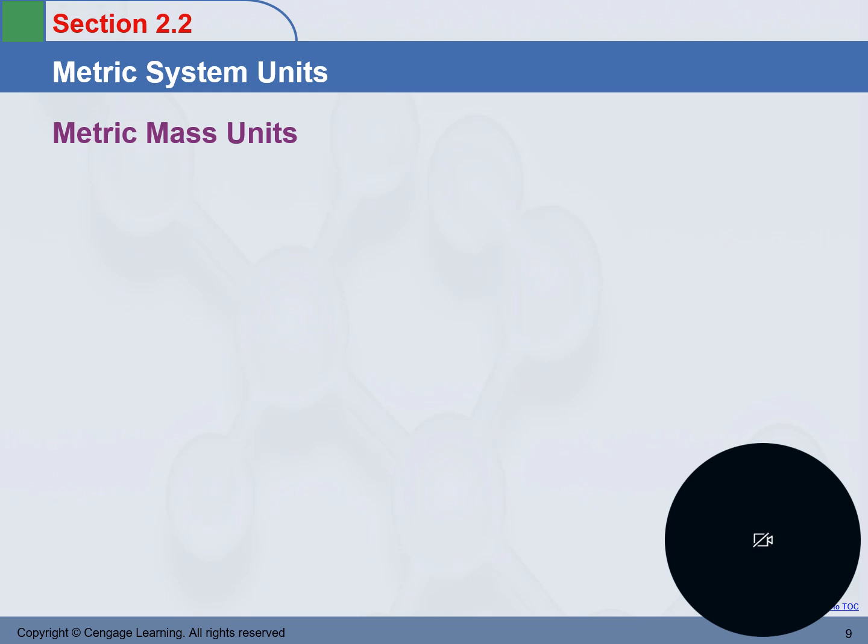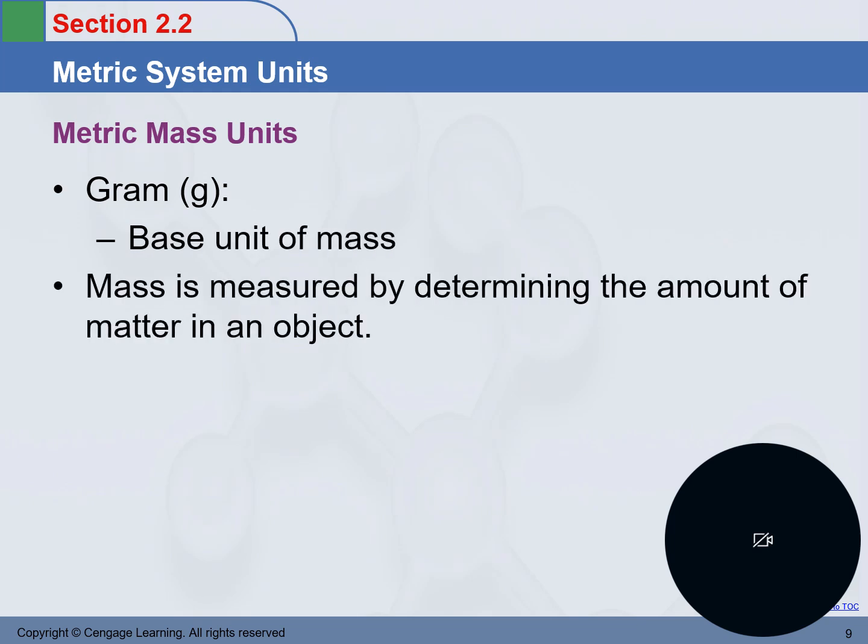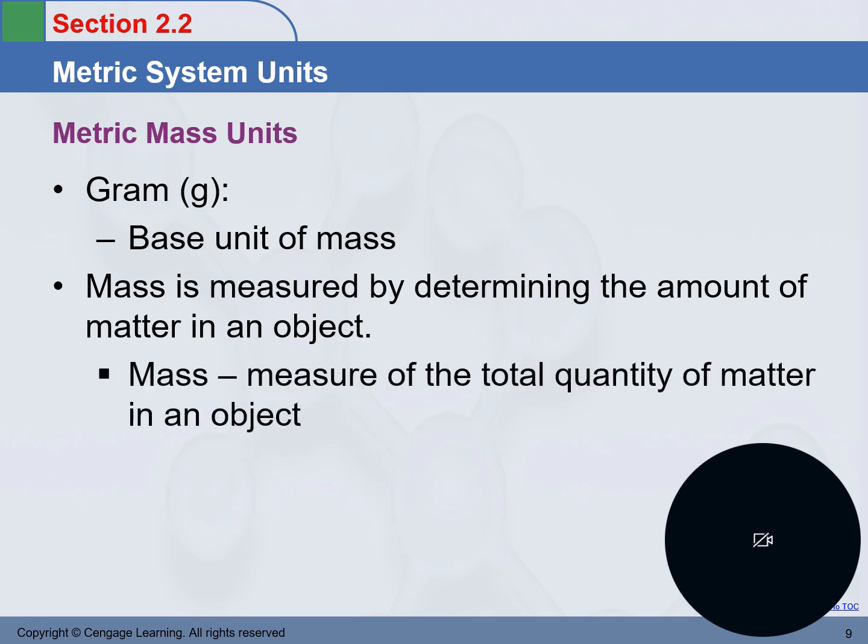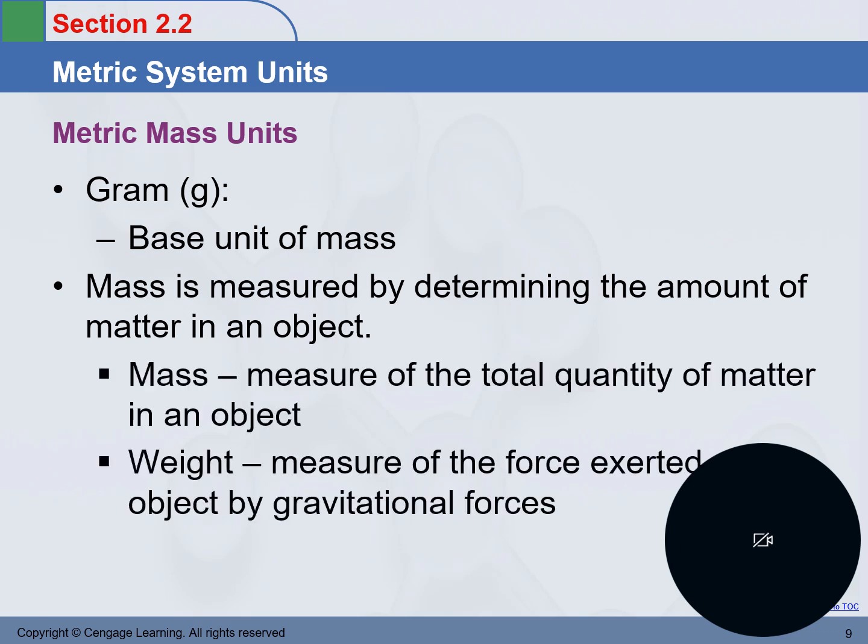The metric unit for mass is going to be the gram, symbolized by lowercase g. Mass is measured by determining the amount of matter in an object. And weight is different than mass. Mass is universal no matter where you go, whether you're here, on the moon, or floating out in outer space. Weight is dependent on the force of gravity. So you would weigh 1/6 on the moon what you do here on Earth because the gravitational force is 1/6 of that here on Earth.